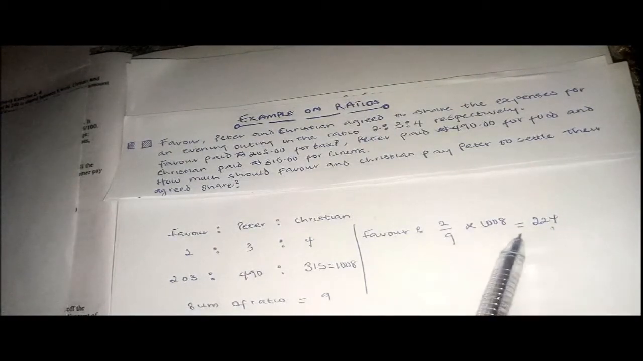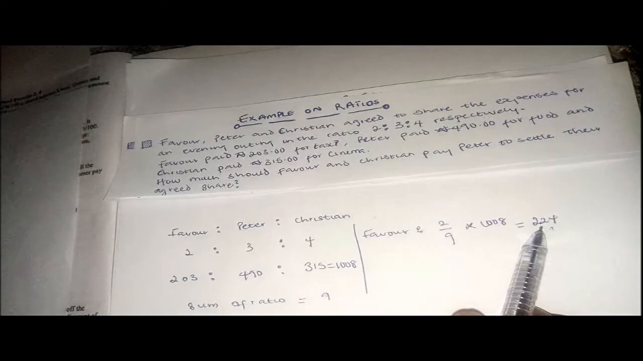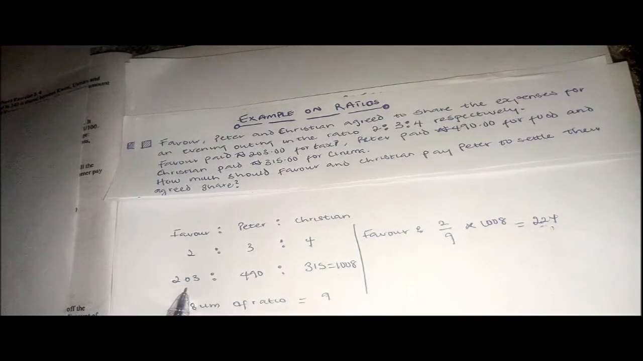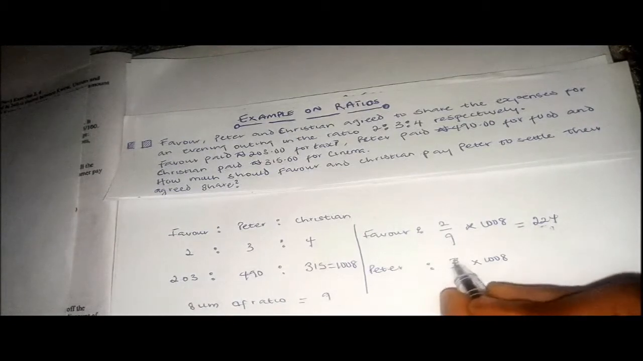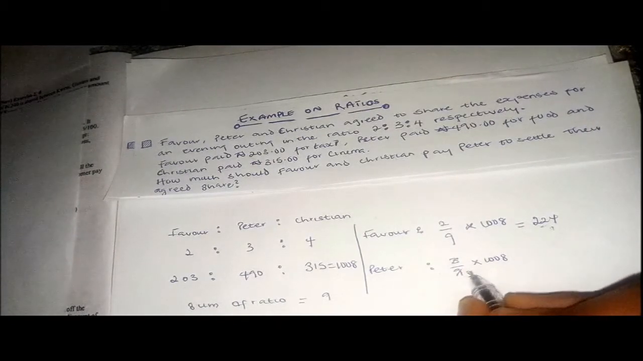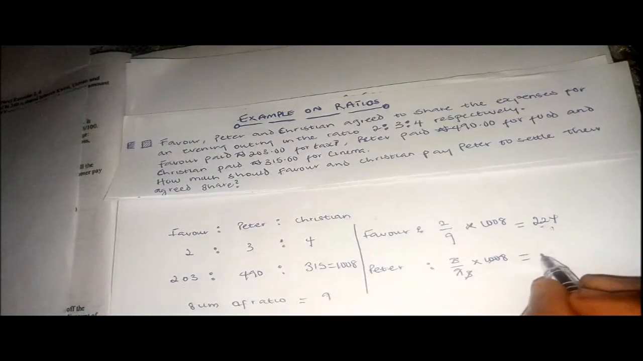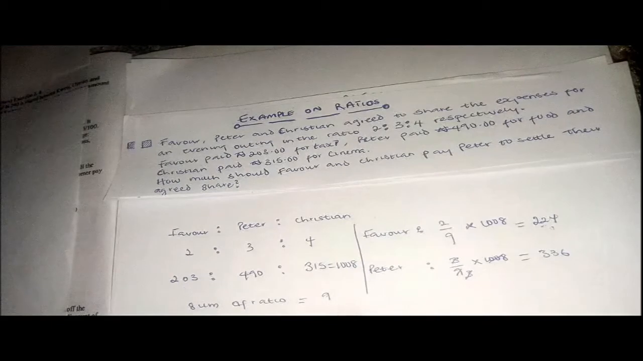So if you look at it, Favor was supposed to spend based on this ratio 224 naira, but he spent 203 naira. So you see why Peter is being owed. Now let's go to Peter and see what happened to him. For Peter, his ratio is 3, so 3 over 9 times 1008. That will give us 336. So Peter was supposed to spend 336 naira, but he spent 490 naira. So from here we can find what he is being owed.